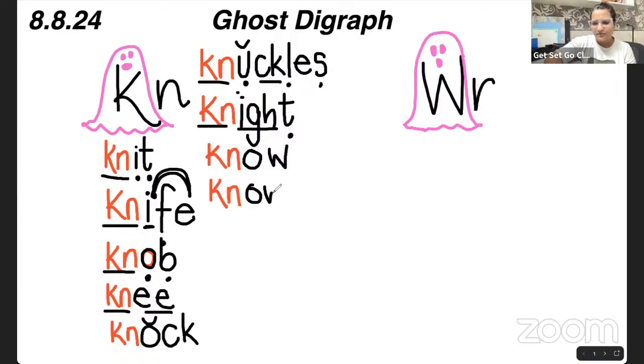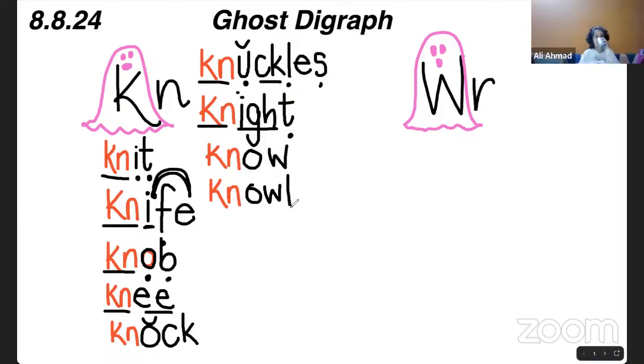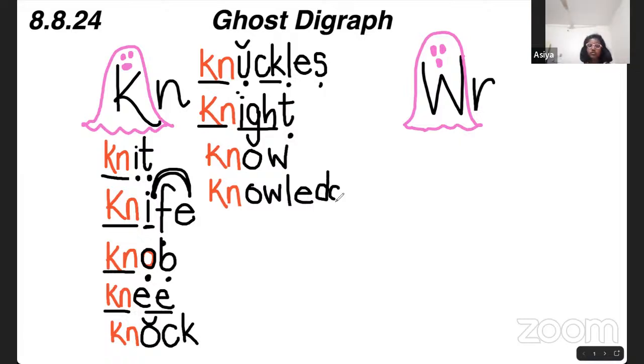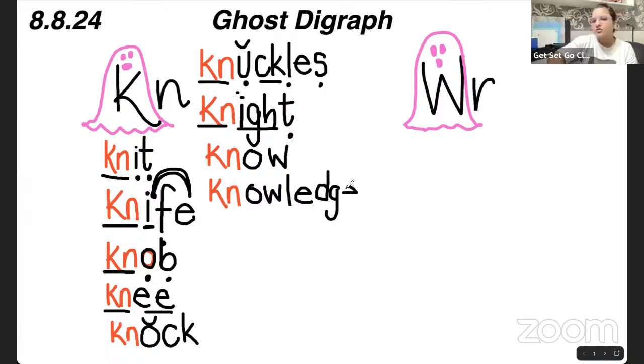Who is sharp? Ma'am, good. Okay. So know, when you add ledge to it, L, E, and then it's DGE for the j sound. Okay, these three together make the sound of j. DGE says j. Know, ledge.